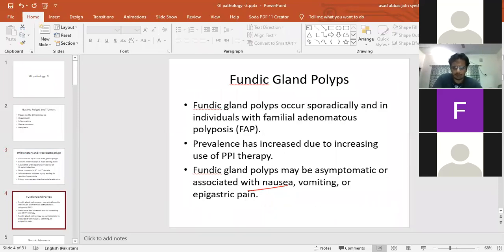Fundic gland polyps. Fundic gland polyps occur sporadically and in individuals with familial adenomatous polyposis. So they are at increased risk for development of colorectal carcinomas and other tumors at other sites. We will do FAP more in detail when we do large bowel tumors. Prevalence has increased due to increasing use of proton pump inhibitors. Fundic gland polyps may be asymptomatic or associated with nausea, vomiting, or epigastric pain.